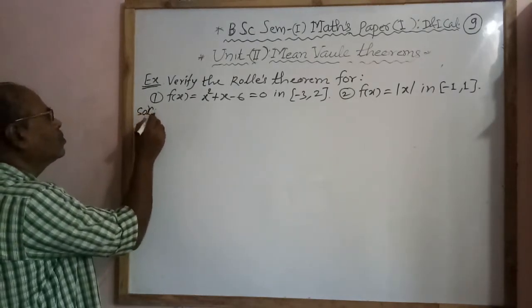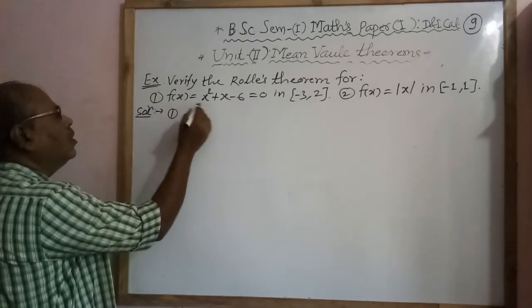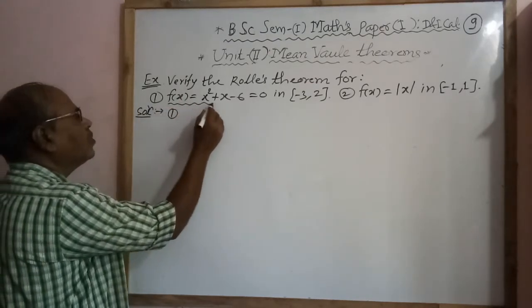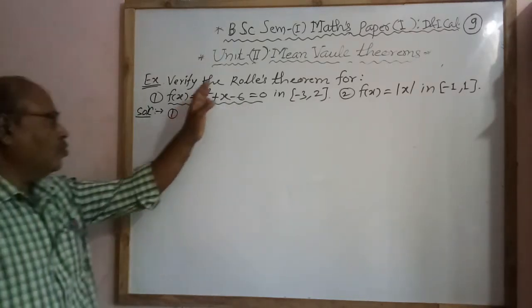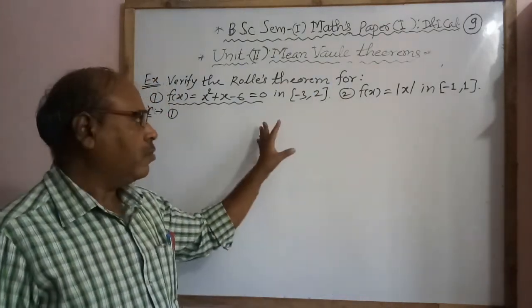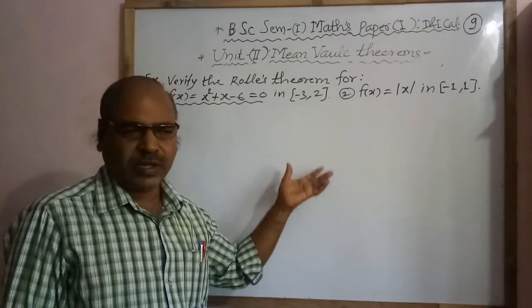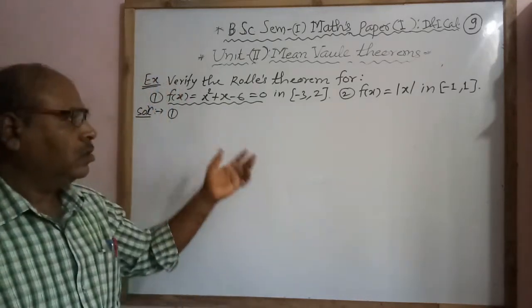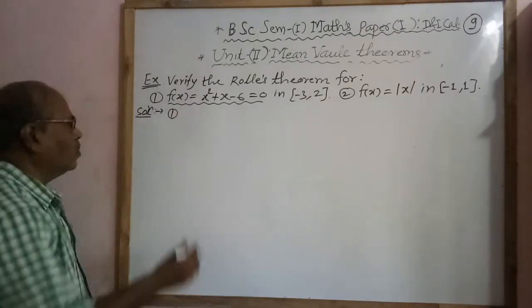Solution. First we see the first example. f of x equals x square plus x minus 6. Now to prove Rolle's theorem, we have to prove the three conditions are satisfied, and we have to show that there exists at least one point C belonging to the open interval AB such that f dash of c equals 0. That is, point C lies in the open interval AB.